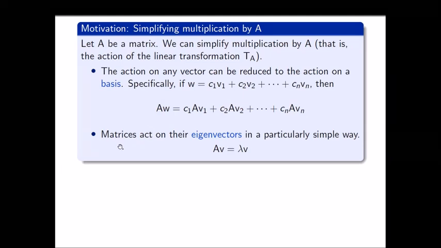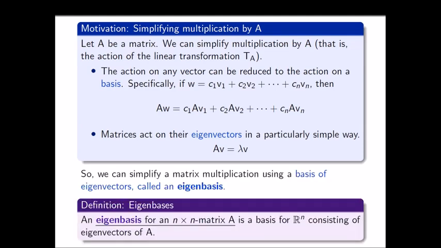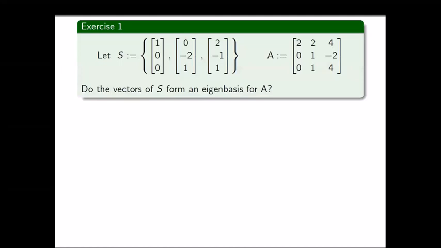And we do know that matrices, when they multiply with their eigenvectors, do so in a very simple way. In other words, they just multiply the input vector by a scalar, which essentially is the eigenvalue. So we can simplify a matrix multiplication using a basis of eigenvectors called an eigenbasis. And that essentially is the definition. An eigenbasis for an n by n matrix A is a basis for Rn consisting of eigenvectors of A. So let's look at an exercise.